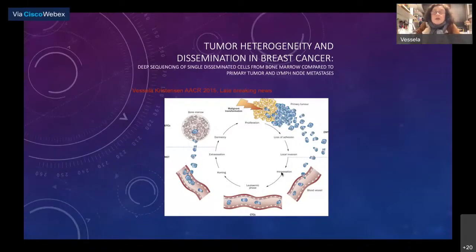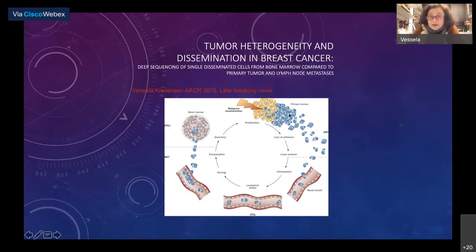So I will give 2 examples from 2 different clinical studies that we have. The one is the study of tumor heterogeneity and the dissemination in breast cancer. So we know that a primary tumor is in fact built up of a very heterogeneous population of cells. And Xavier Tecpli will be specifically speaking in his talk about that. How do we identify this heterogeneity?